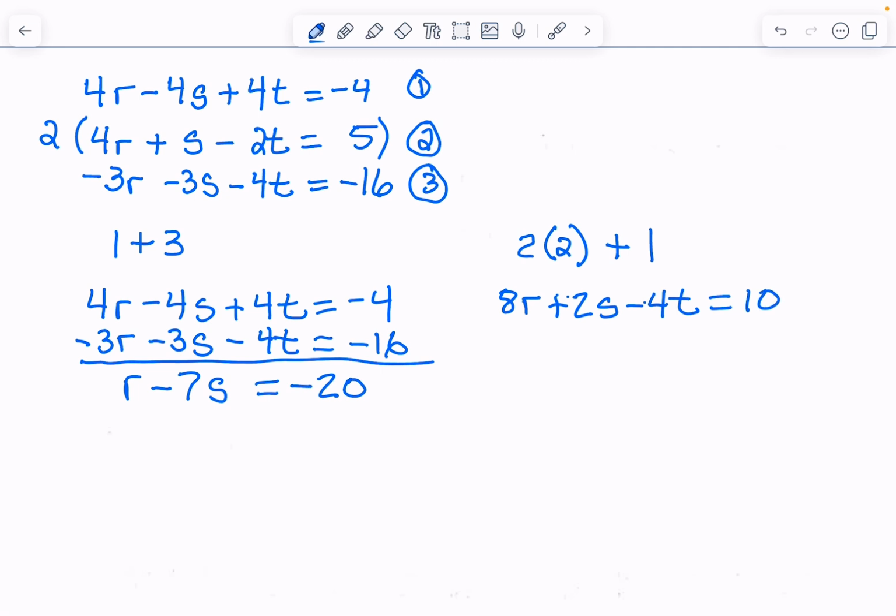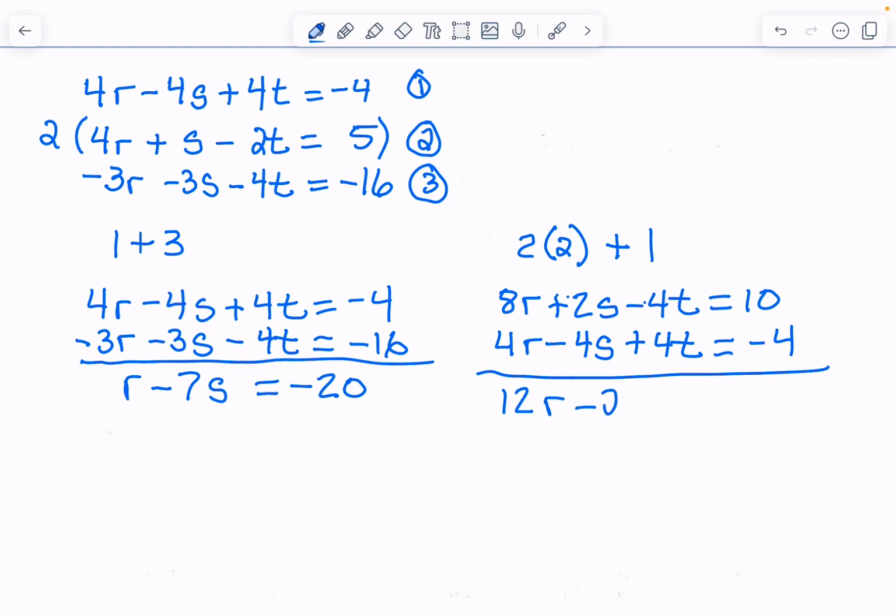Okay, and we're going to copy the first one over again. So I have 4r minus 4s plus 4t is equal to -4. And then this becomes 12r when you add them together. 12r minus 2s is, and then the 4t's cancel out. I didn't cross them out though. It is equal to 6.